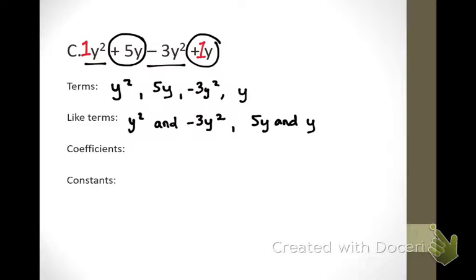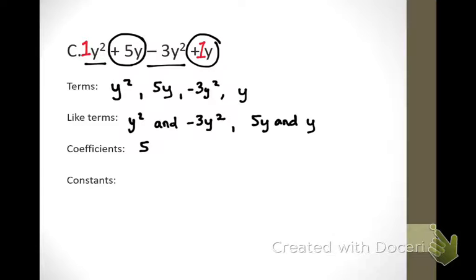Does someone remember what a coefficient is? Jonathan, what's the definition of a coefficient? Very good. The number part of the variable term. Okay, so you've got to look for the letters and see if there are any numbers attached to those letters. Jonathan, what numbers do you see attached to the letters, or what coefficients do you see? I see a +5. Very good.